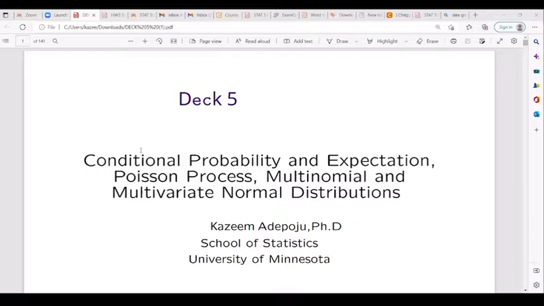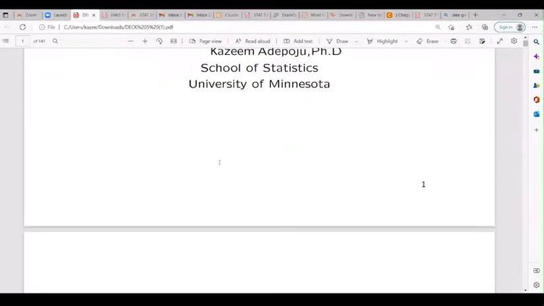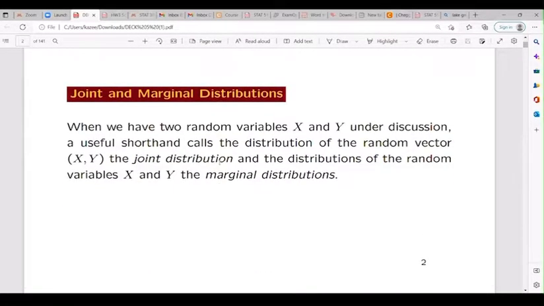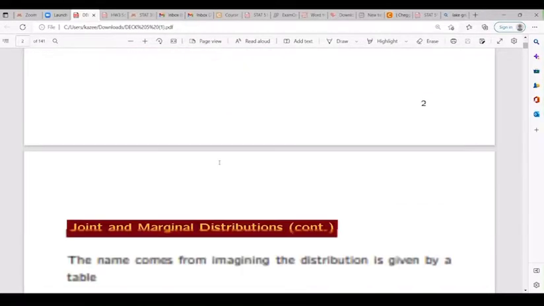Today, we're going to continue from deck 5. We started this two days ago on conditional probability and expectation. We're still going to continue working with this material because there's a lot in it. As a recap of what we've done, I walked you through a joint probability distribution, and we can obtain the marginal distribution from the joint.